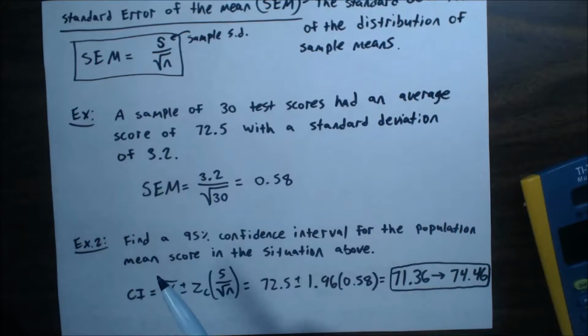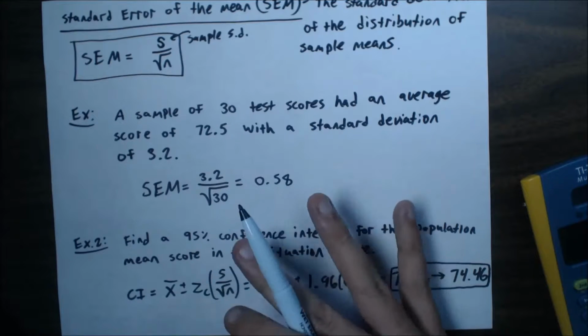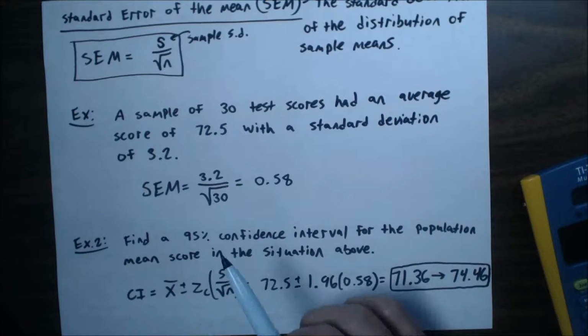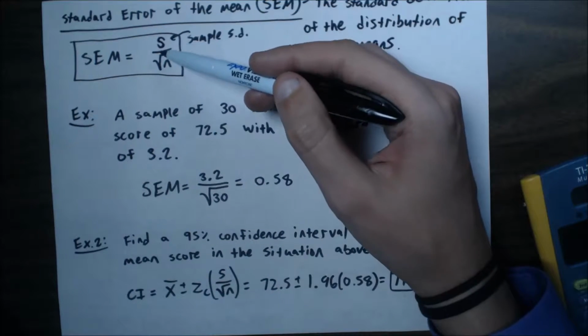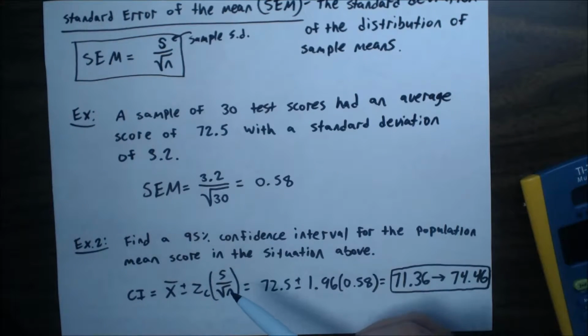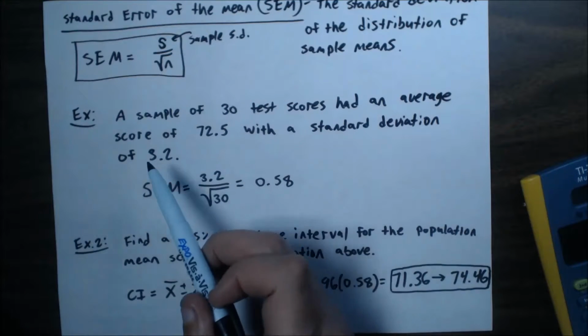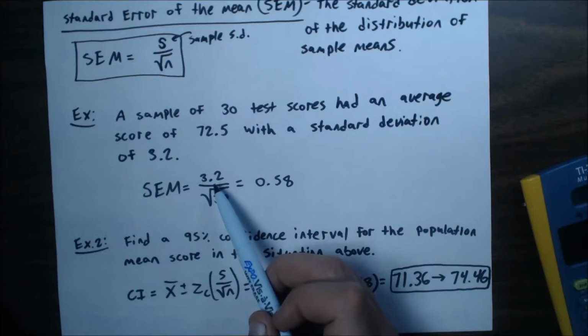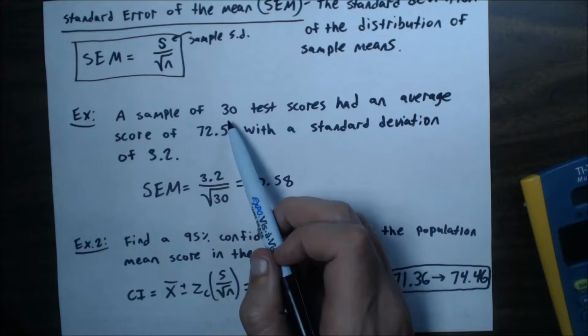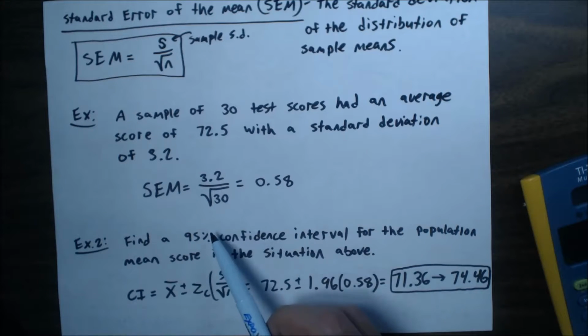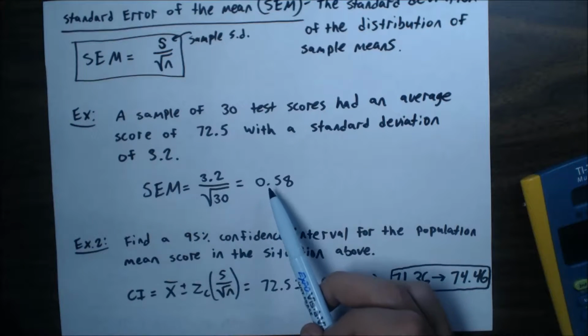Okay, so here's an example. A sample of 30 test scores, again, assuming this is out of some larger set of test scores, had an average score of 72.5 with a standard deviation of 3.2. The only thing we actually need in this problem, at least for now, to find the SEM is the standard deviation and N, but there's three numbers here. Well, the standard deviation is 3.2, so that goes here. The sample is 30. We had 30 tests in our sample, so that goes here. If I put this in my calculator, I get an SEM of 0.58.